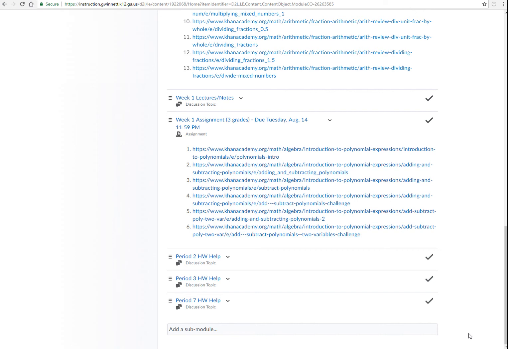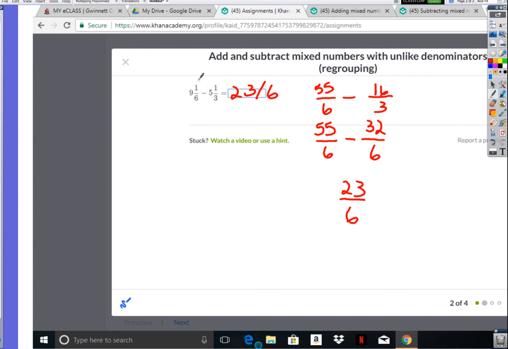This is not due until Tuesday, even though it falls under week 1, like next week when it's week 2. If you want to post any questions on this, you can still do it under the homework part. The fraction one's going to be due already, but this one you can still post. Alright, so let's move on then.